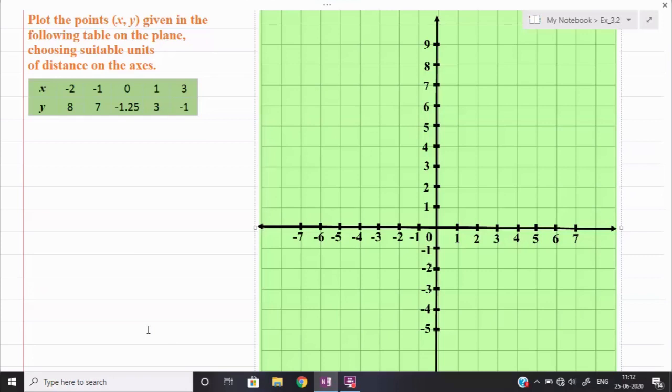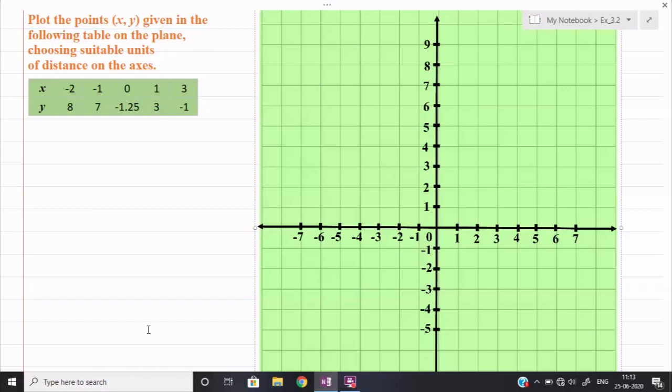Okay, so let us begin with question number 2. I think we are starting 3.2 second question. So sorry, 3.3 second question. They said to us, plot the points x comma y given in the following table on the plane, choosing suitable units of the distance on the axis. See, they are saying choosing suitable units. So first of all, I will make you clear what is the meaning of suitable units.